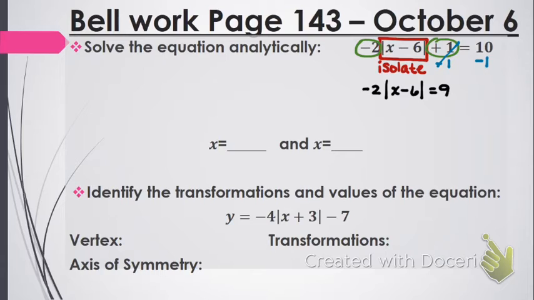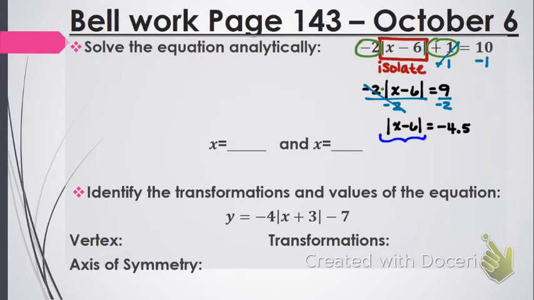Divide by -2 on both sides. Yes, that -2 is being multiplied to the absolute value. And so to make it cancel, I'm going to divide both sides by -2. So it's going to cancel out right here. That would give me the absolute value of x minus 6 is equal to what? It's -4.5.